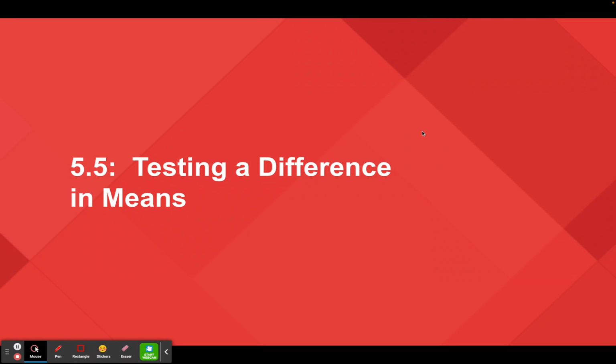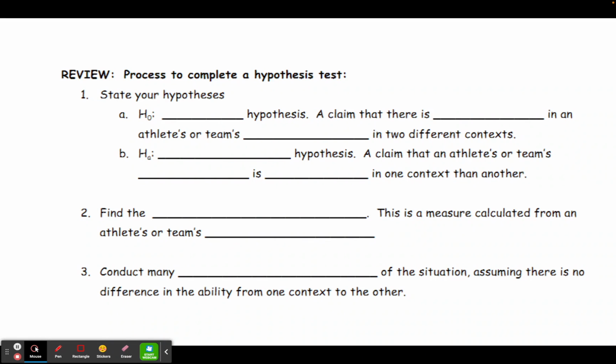In lesson 5.5, we're going to go through the steps of a hypothesis test with two different data sets to see if there is a significant difference between two means in the data set. And just to review the process that we've used in the past to complete a hypothesis test, number one, we want to state our hypotheses.